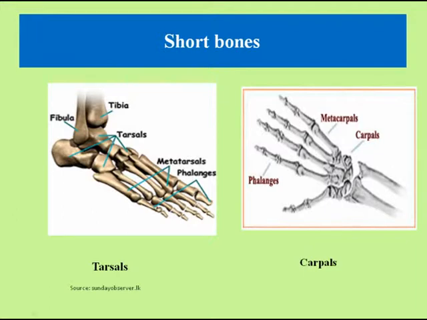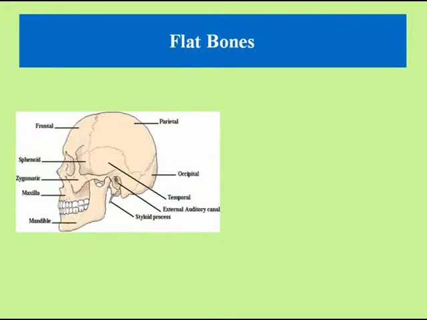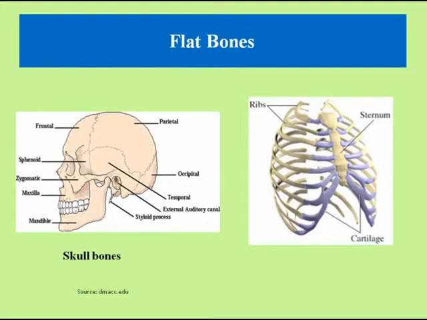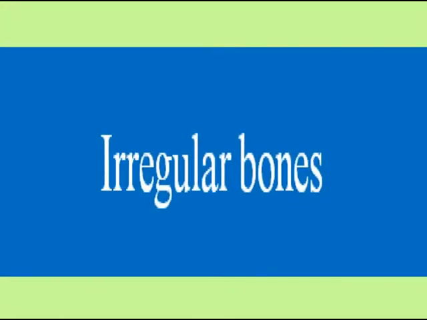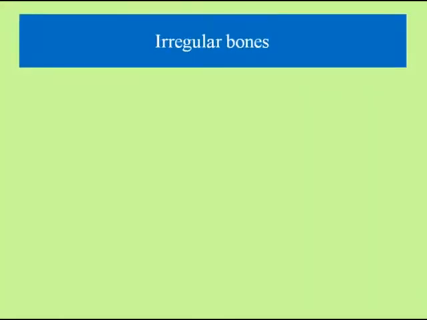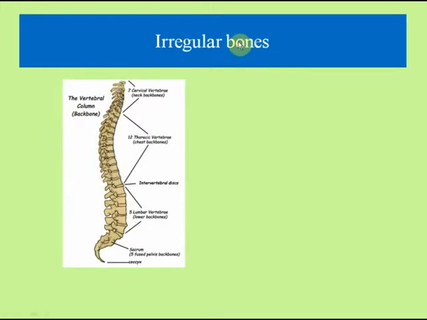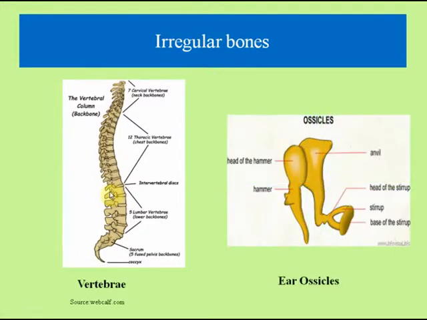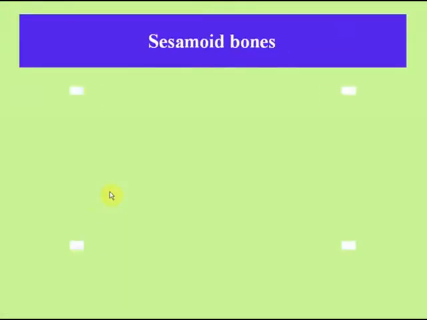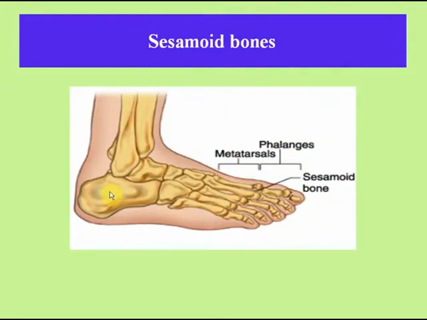Next are carpals. Carpals are the bones of the wrist. So these are the carpals. Next comes flat bones. In flat bones there come skull bones, ribs and sternum. Now irregular bones. Irregular bones are not straight bones. In them come the vertebrae and ear ossicles. Next come sesamoid bones. Metatarsals and phalanges compose sesamoid bones.